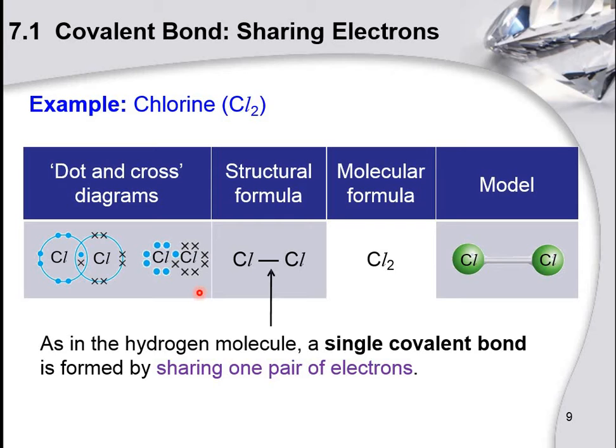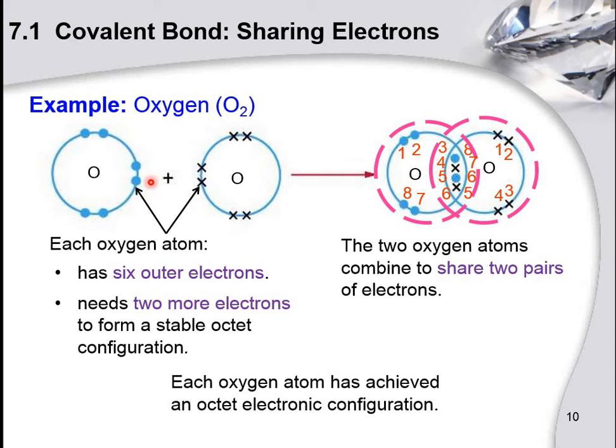As in the hydrogen molecule, a covalent bond is formed by sharing one pair of electrons. Oxygen atoms are also the same. Each oxygen atom has 6 outer electrons and needs 2 more electrons to form a stable octet configuration. So they have 4 here: 1, 2, 3, 4. 2 coming from here, 2 coming from here, so you have 4 here. Here they overlap, which means they are sharing.